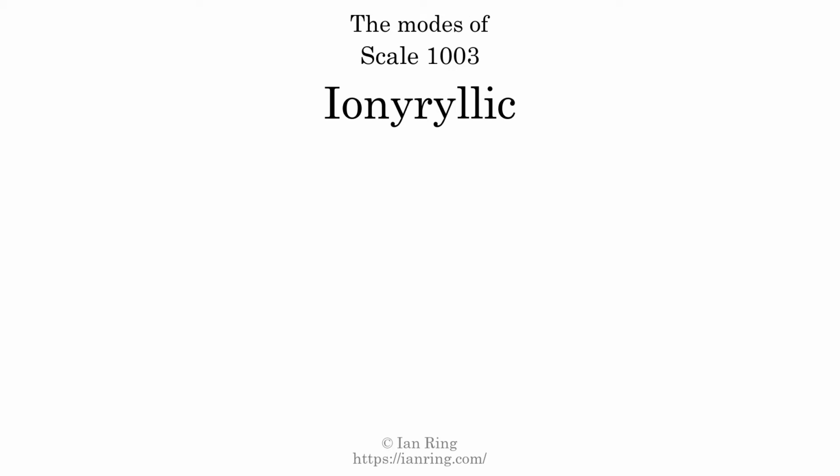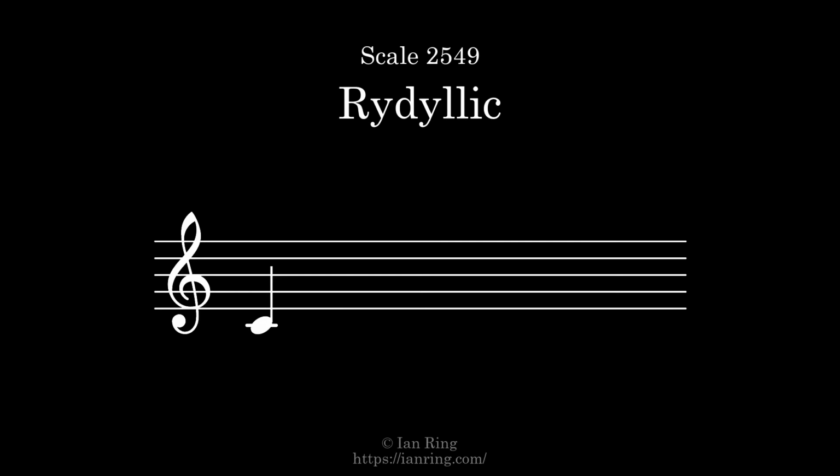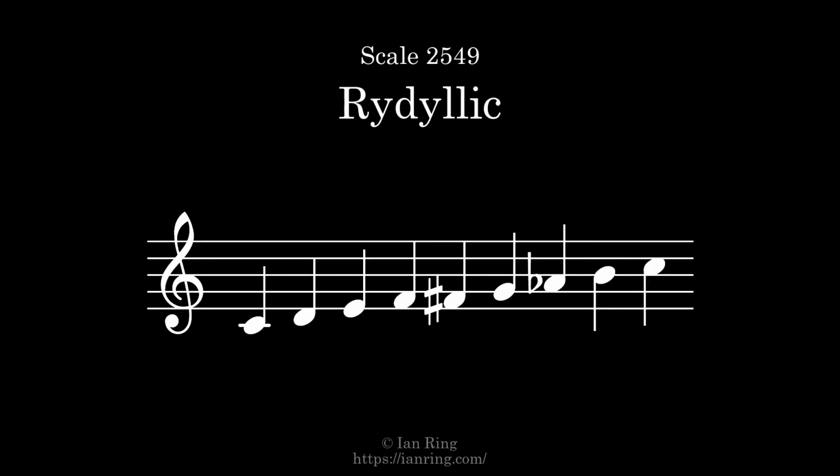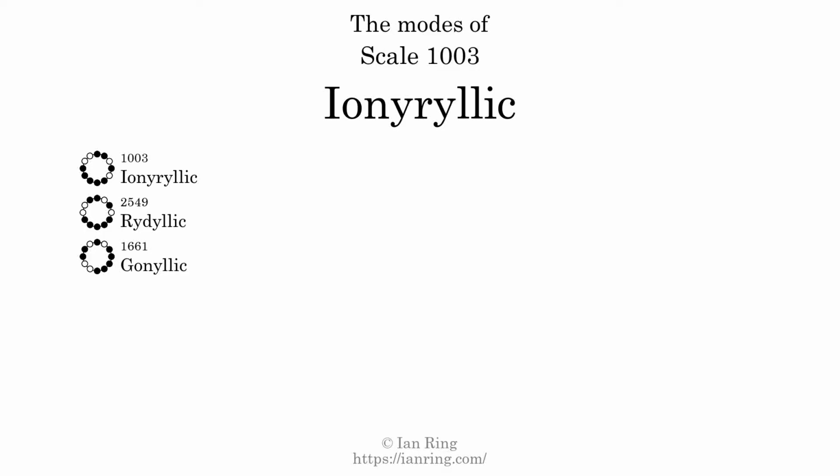This scale has 8 modes. The first mode is itself. The second mode is scale 2549, also known as Ionyryllic. It sounds like this. The third mode is scale 1661, also known as Ionyryllic. It sounds like this.